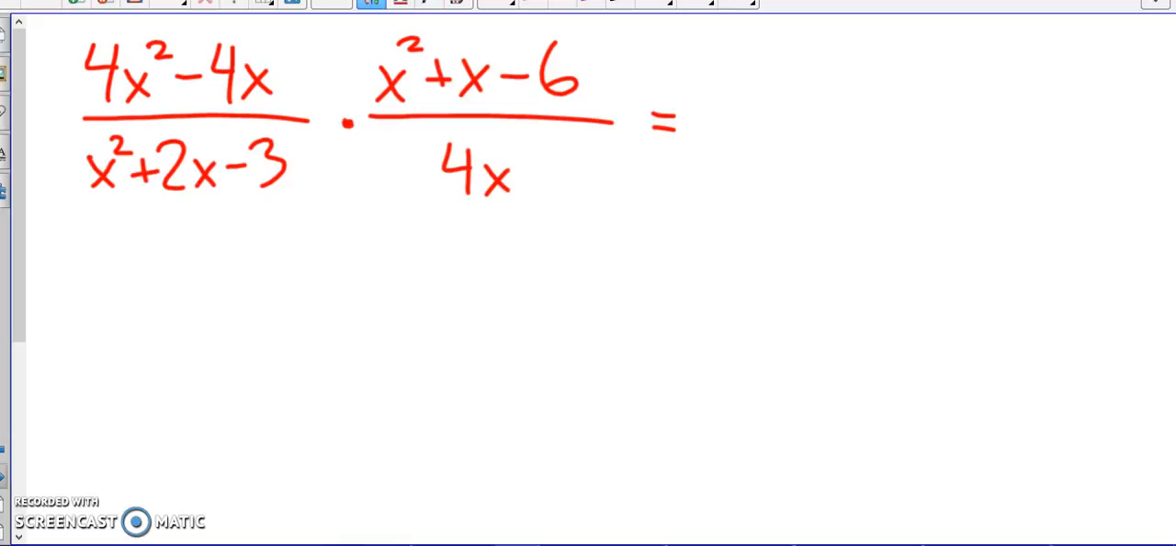If you observe, you could pull a 4x out of the numerator of the first fraction. That'll be x minus 1. Notice that you have to have the minus 1 because when I divide 4x by 4x, I get a 1 in its place.